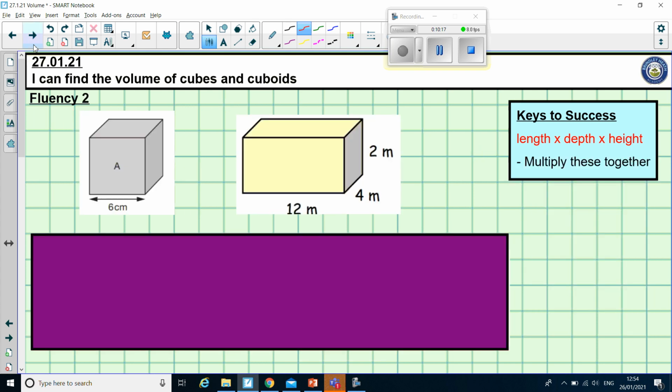Fluency 2 then, exactly the same, still got that same formula, but this time it's perhaps even easier. I don't actually have to worry about counting the little cubes within the shape. Okay, first of all though, I've got a cube. So they have just given me the length, which is 6 centimetres. If it's a cube, and think about what you know about cubes, do you know the depth and the height of the cube?